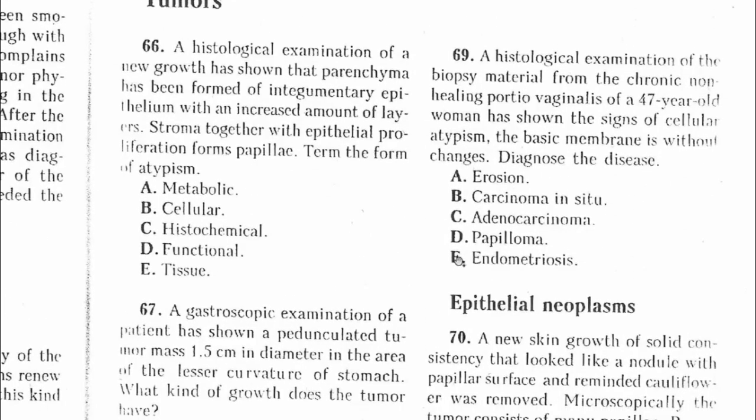69. A histological examination of the biopsy material from the chronic non-healing portio vaginalis of a 47-year-old woman has shown the signs of cellular atypism. The basic membrane is without changes is your clue. So diagnosis, this is what? Carcinoma in situ. So your answer is B. Don't forget, there's no changes.